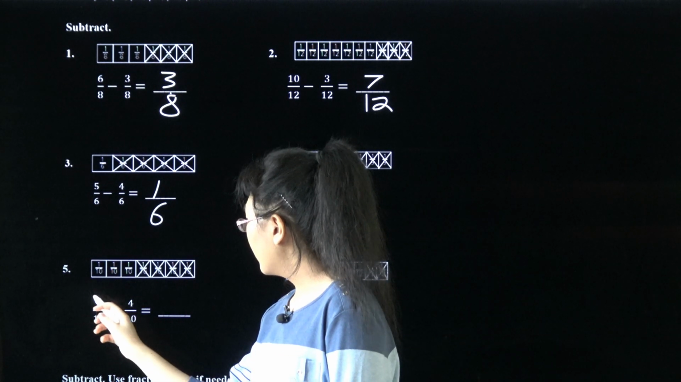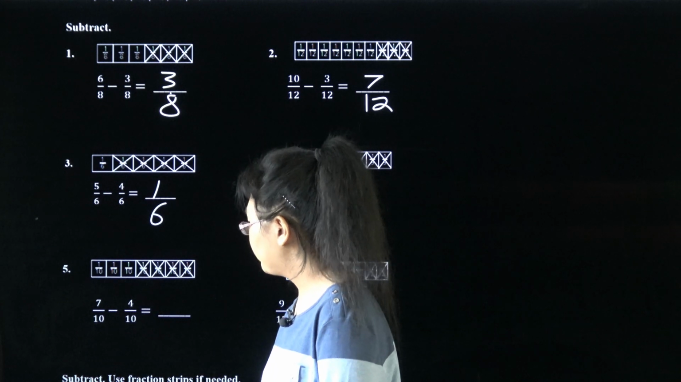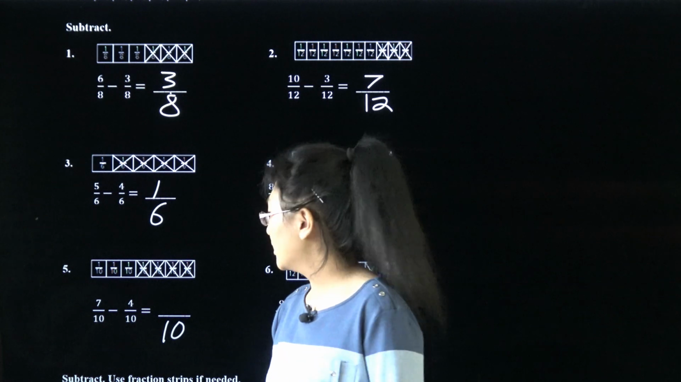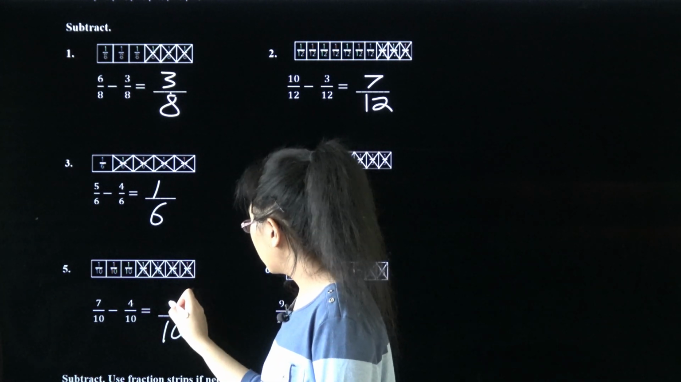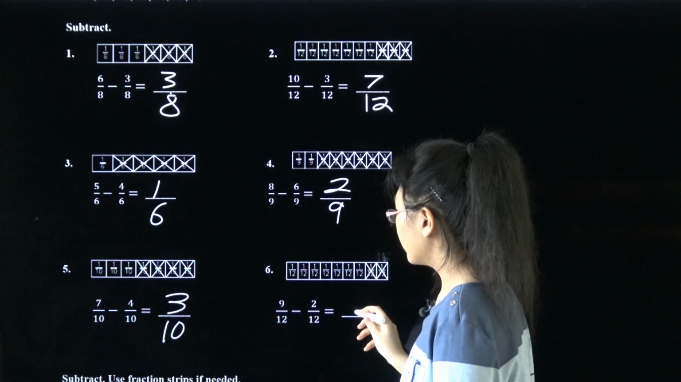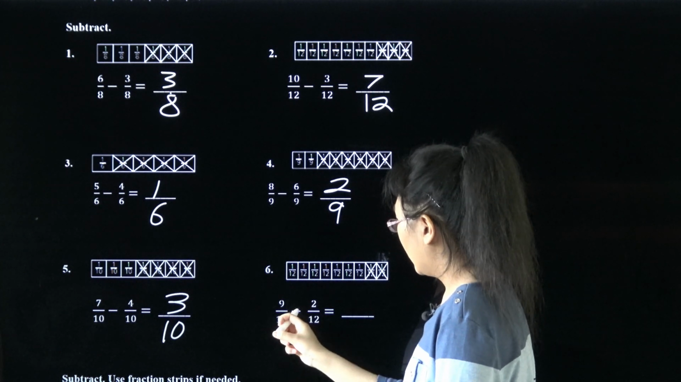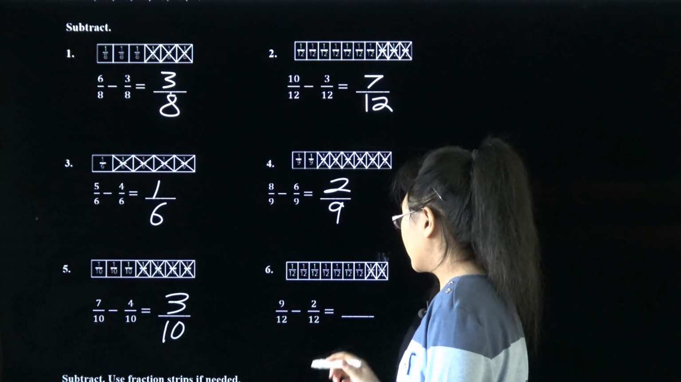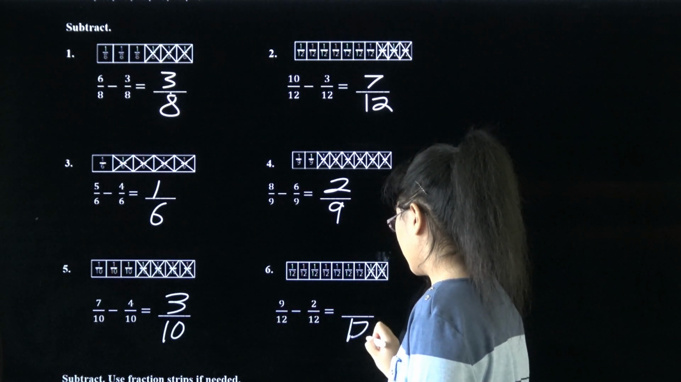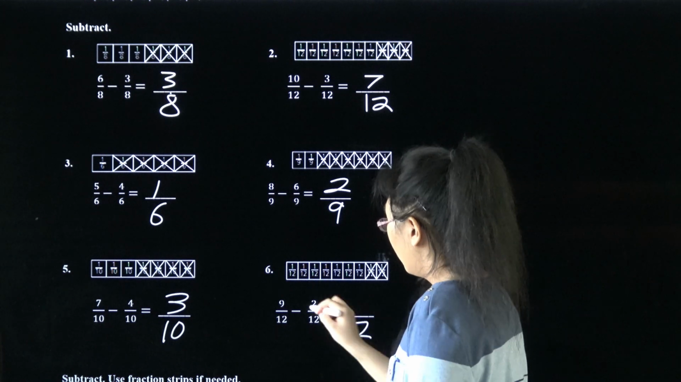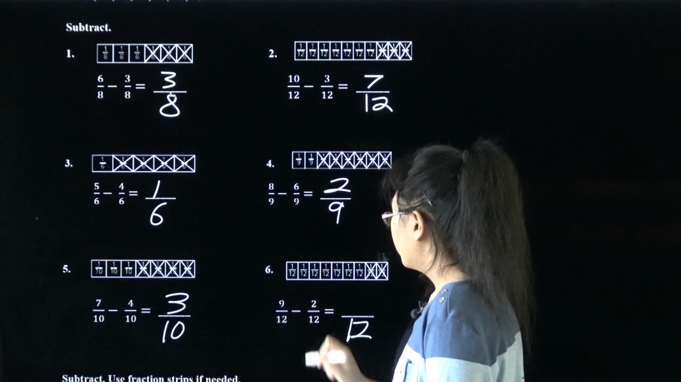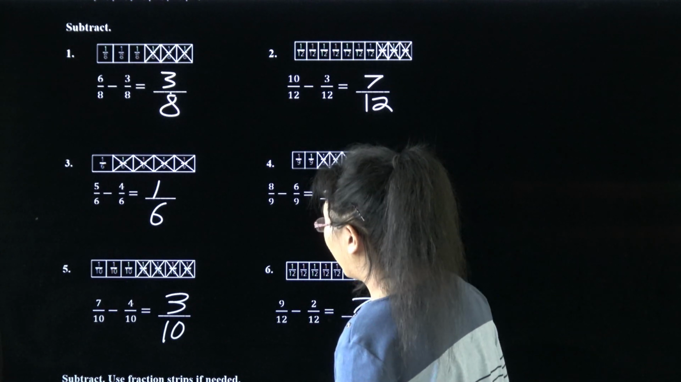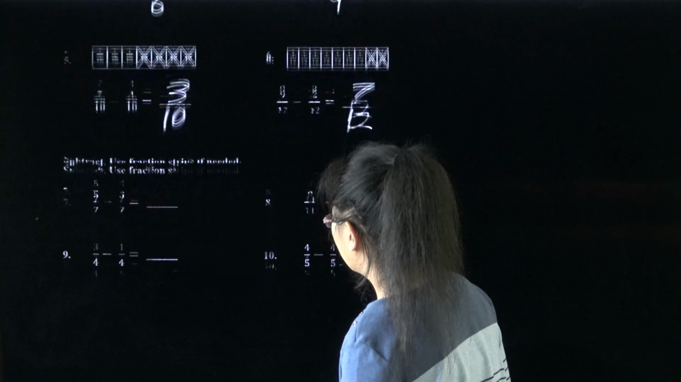Question number 5. 7/10 minus 4/10. 10 stays down here, since it's like fractions. And 7 minus 4 equals to 3. And question number 6. 9/12 minus 2/12 is 12 stays down here because like fractions again. And 9 minus 2 is equal to 7. Yay! Let's do some last practice questions.